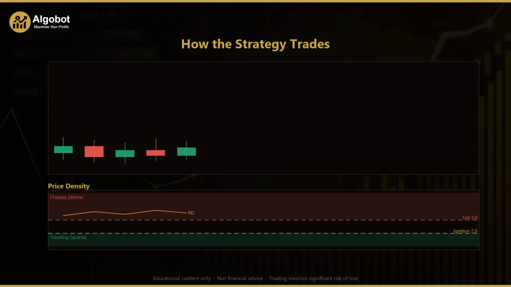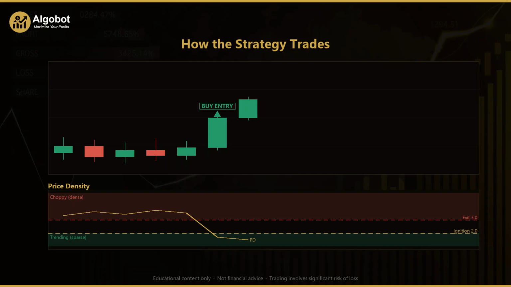Now look at the fifth candle. Price pushes up strongly and breaks out of that little congestion zone, closing near its high. At that same moment, the density gauge collapses, dropping from above the ignition line down into the green trending zone. That's the downward cross through 2.0, the ignition condition.